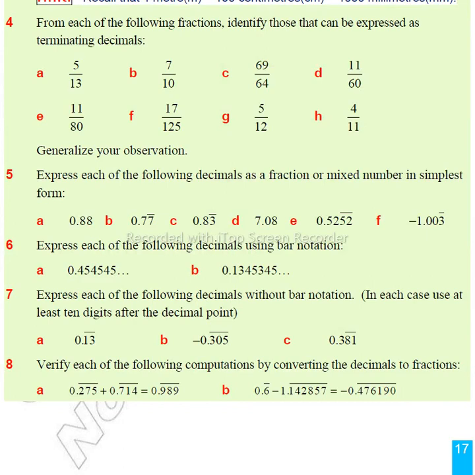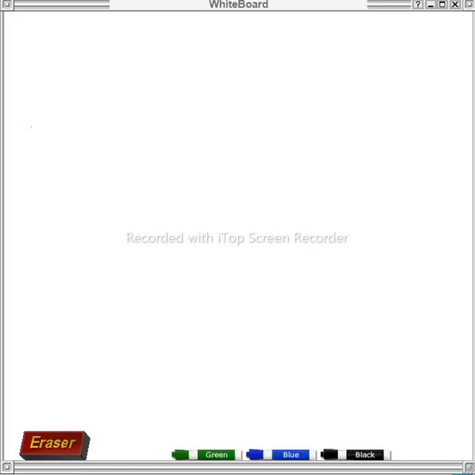Question number C says 0.83. You can do this as said before. Okay, the question under B will be 0.883. 3 is repeated, 8 is not repeated. So this is a non-terminating fraction. First, let us say that d is equal to 0.83.